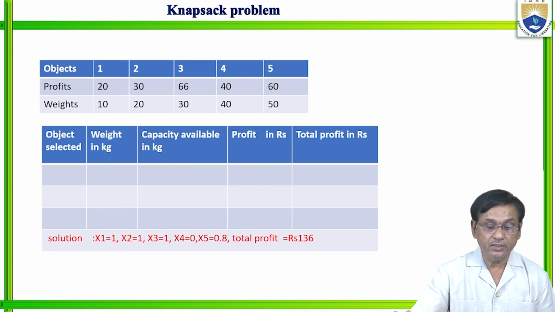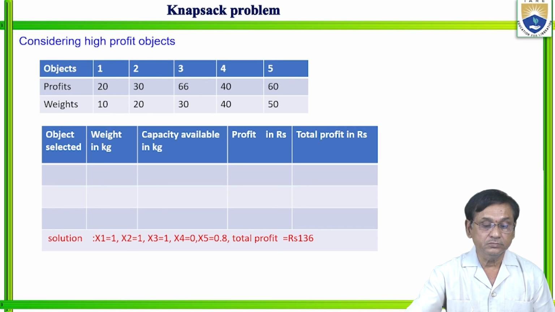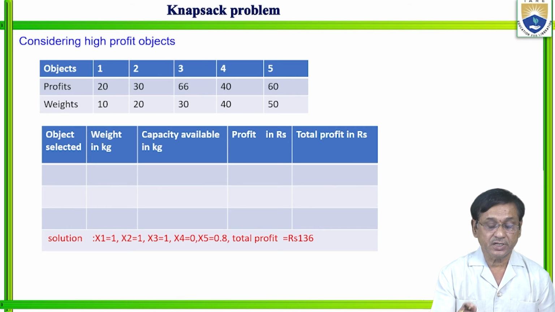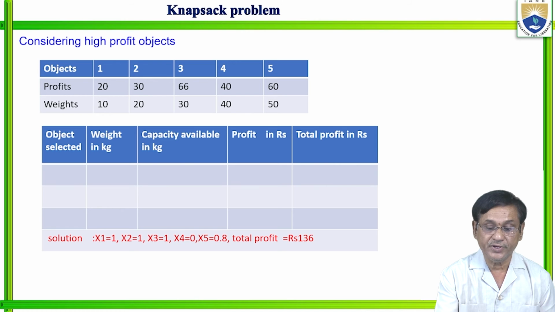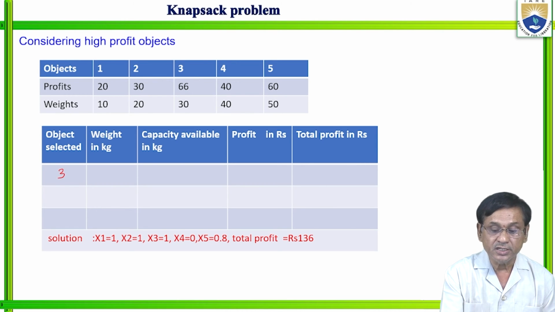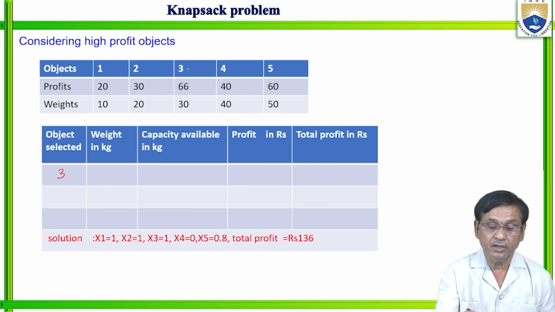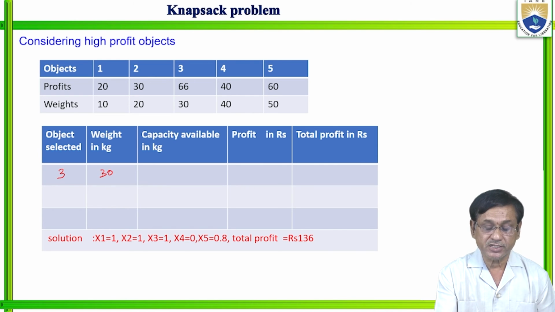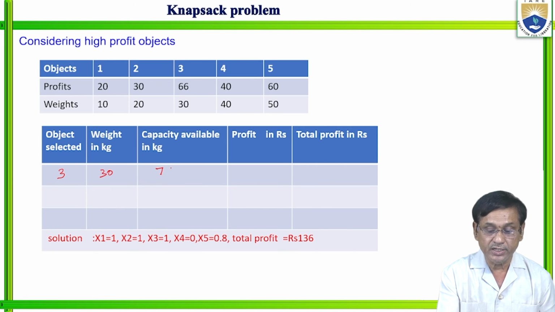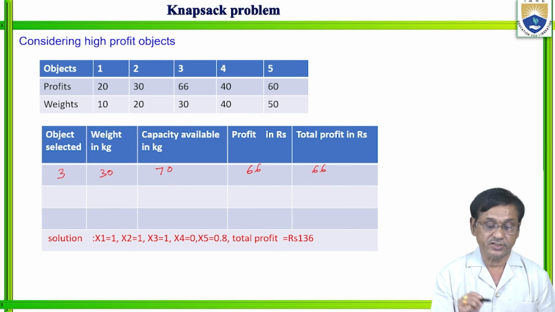Now, first, considering the high profits, the profit is maximum for the third object, so the third object is selected. In this case, we are considering the high profits and then finding the solution. The weight of the third object is 30 kg. The total capacity of the bag is 100, so the balance is only 70 kg. The profit is 66, so the total profit is 66.